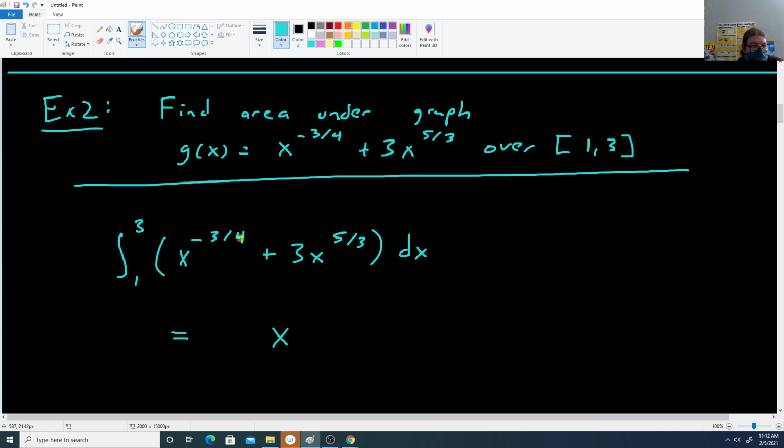So if I add 1 to negative 3/4, that is 1/4. So when I take the integral of x to the negative 3/4, it's going to go up to x to the negative 3/4 plus 4/4, which is 1/4.